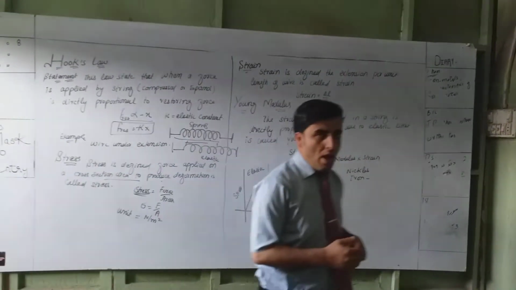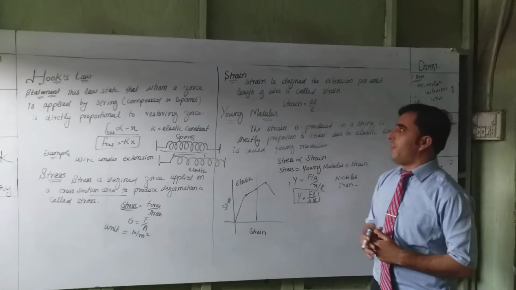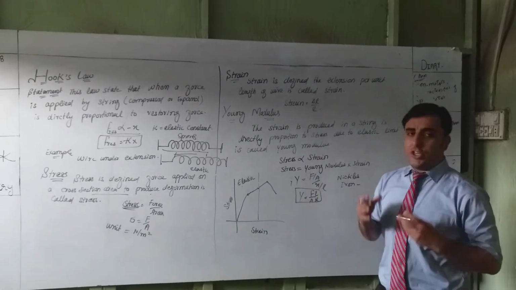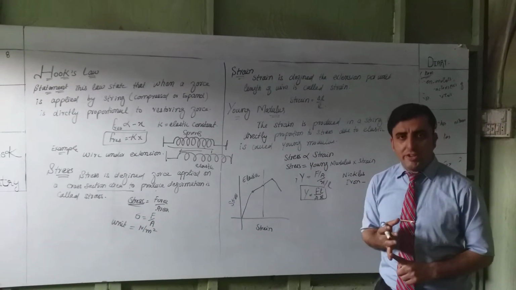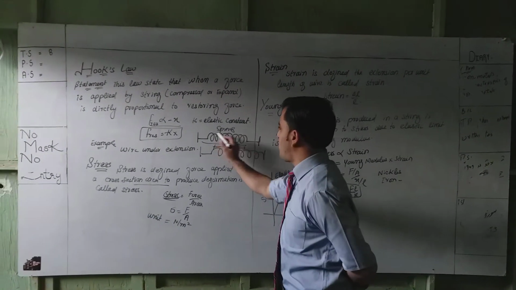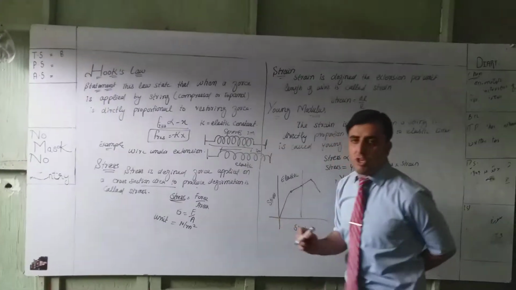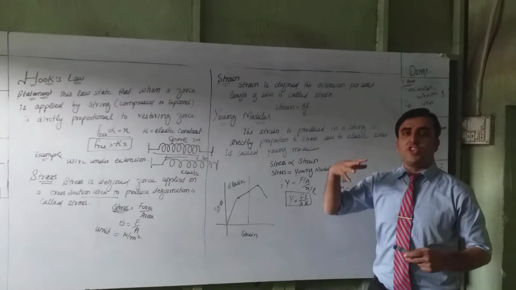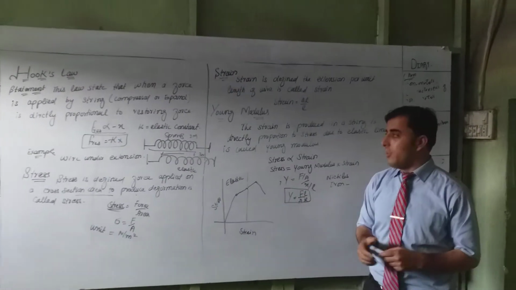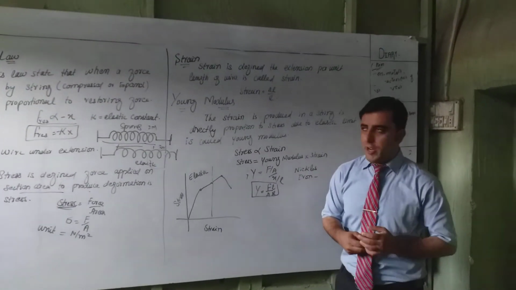Okay? I'm coming toward the strain. What is meant by strain? Strain is defined as the extension of length, or change in length, divided by original length. For example, the spring is 2 meters, and after that you can see it goes up to 3 meters. So the strain is change in length divided by original length. You will check the elasticity of this spring.